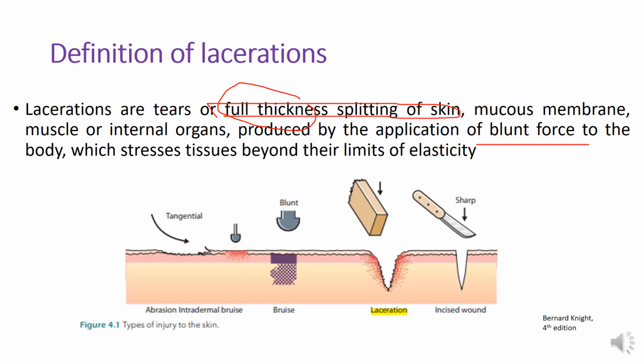Now based on this image taken from Bernard Knight, you can see in case of abrasion it's only the superficial layers of the skin that have been involved, but when it comes to contusion, there is no involvement of the skin at all. So this is intradermal contusion as we have learned by now, and when it causes deeper contusions, you can see the subcutaneous layer has also been involved. When it comes to laceration, the full thickness of the skin is definitely involved, and sometimes it can reach up to deeper organs and tissues as well.